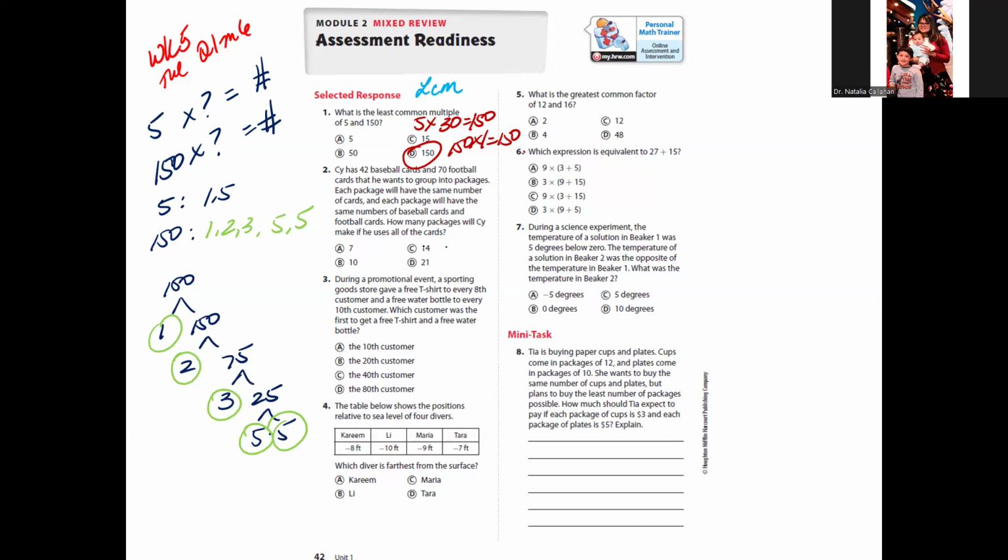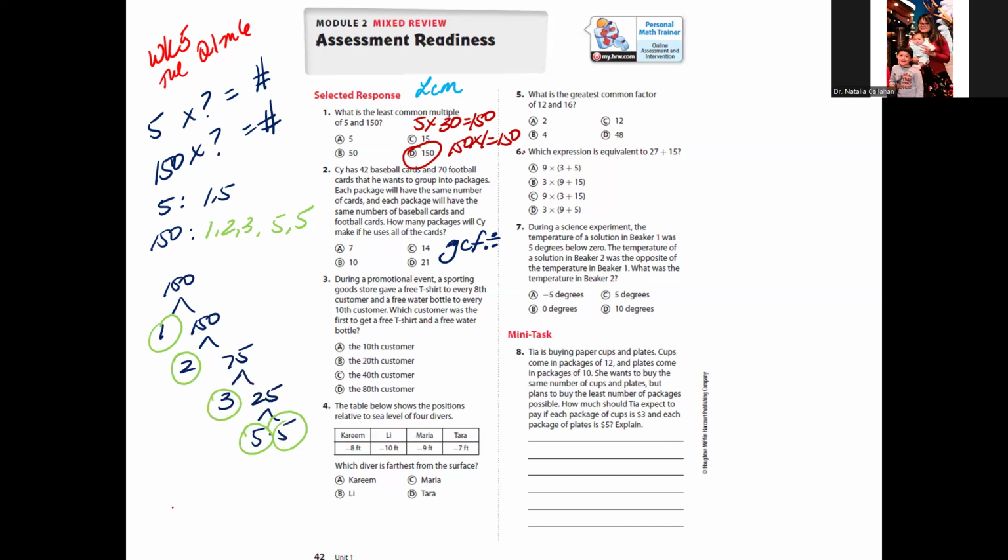Okay, now look at your answers. Are your answers bigger than 42 and 70, or are they smaller than 42 and 70? They're smaller, so you're not looking for the least common multiple, right? You're looking for the greatest common factor because it's division. Factor means division, right? When you divide something, it gets smaller. So what is the biggest number that goes into 42 and 70?